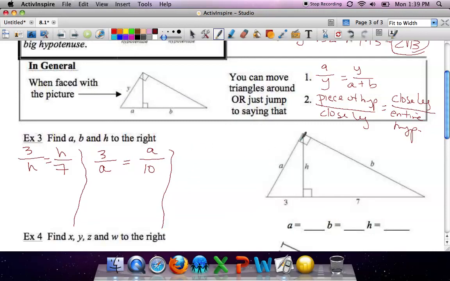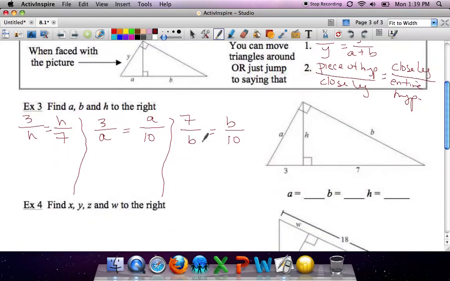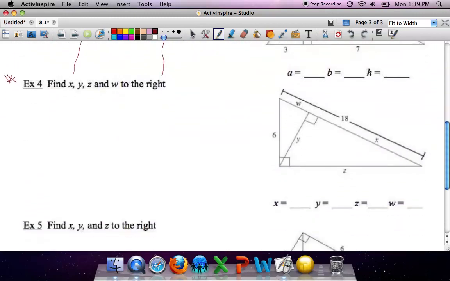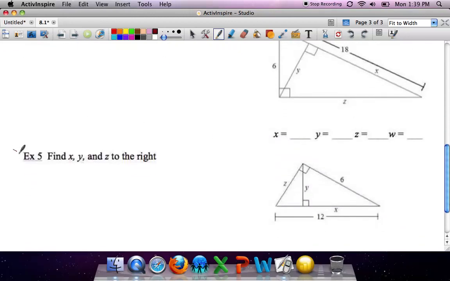And the third one, we would have here, this is another leg, isn't it? Isn't B another leg? We would have the piece of the hypotenuse, which is 7, is to B as B is to 10. So doing those out mathematically, you will get 3 answers for A, B, and h, and we can check them in class tomorrow. So you need to finish example 3, finish example 4, and finish example 5 tonight, and we'll talk about all these things tomorrow.